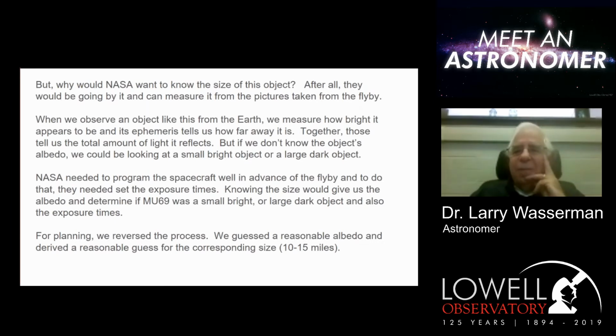But if we don't know the object's albedo, its actual reflectivity, we could be looking at a small bright object or a large dark object. Both would reflect the same amount of light back to us. But NASA needed to program the spacecraft well in advance of the flyby, and to do that, they needed to set exposure times. Knowing the size would give us the albedo and determine if it's a small, bright, or a large dark object, and therefore NASA could set its exposure times. So we needed a size so they could set their exposure times.